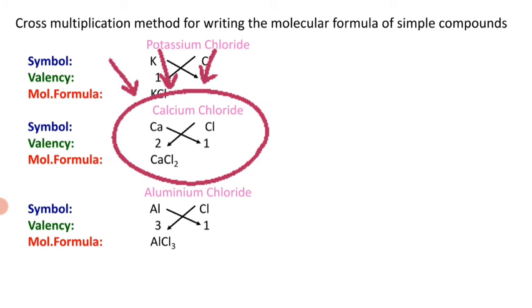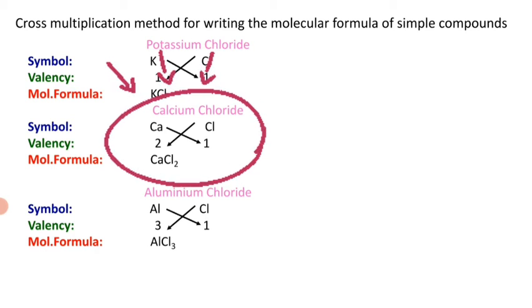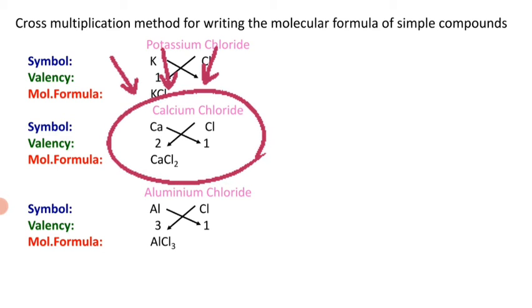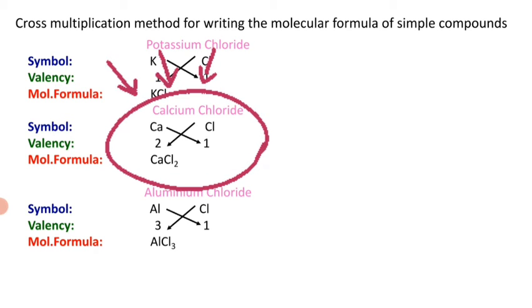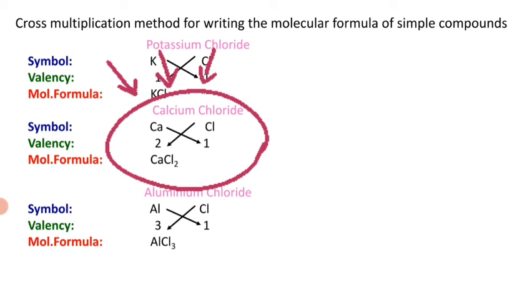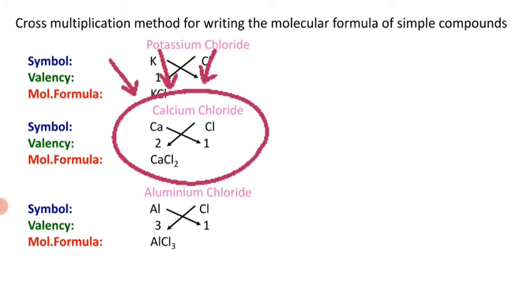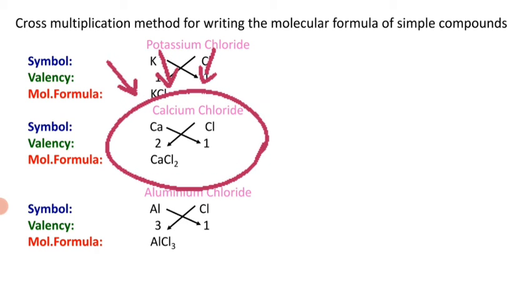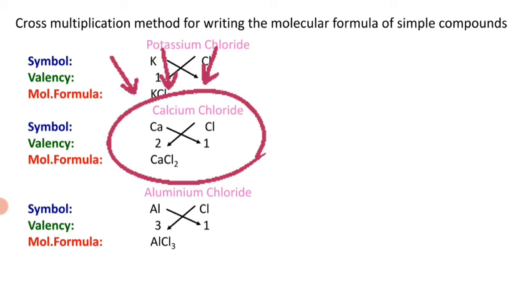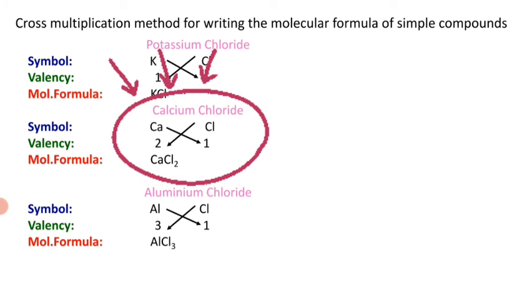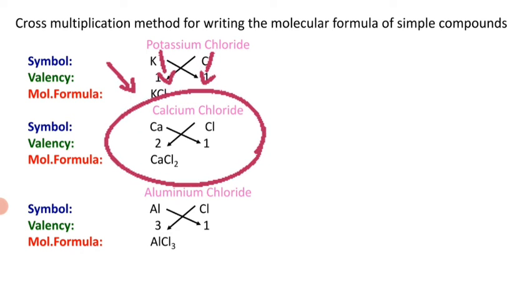Calcium chloride. The symbol for calcium is Ca and the symbol for chlorine is Cl. So the formula for calcium chloride is CaCl2. Valency of calcium is 2. Valency of chlorine is 1. Here when we cross multiply the valencies, calcium will take the valency of chlorine, that is 1, and chlorine will take the valency of calcium, that is 2. So we get the molecular formula CaCl2.